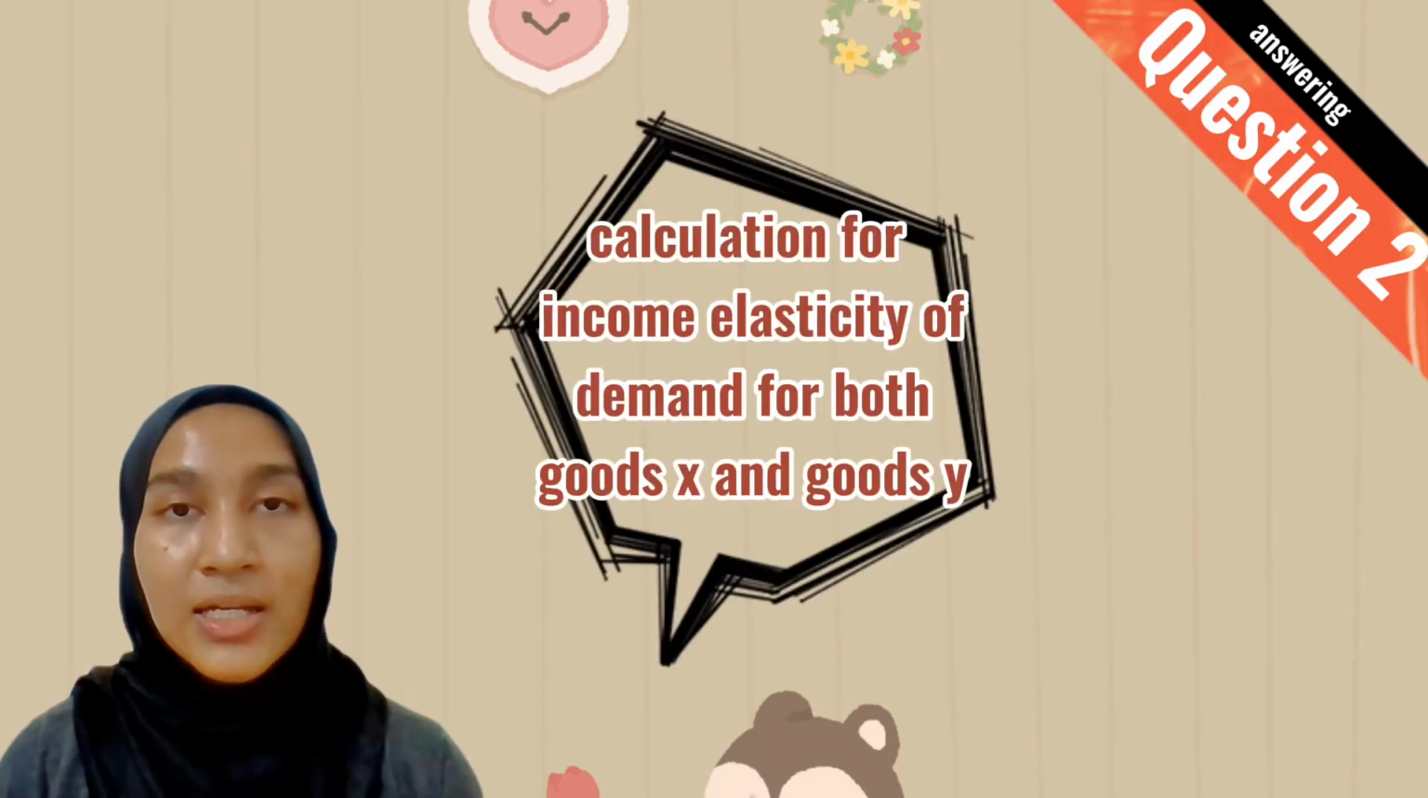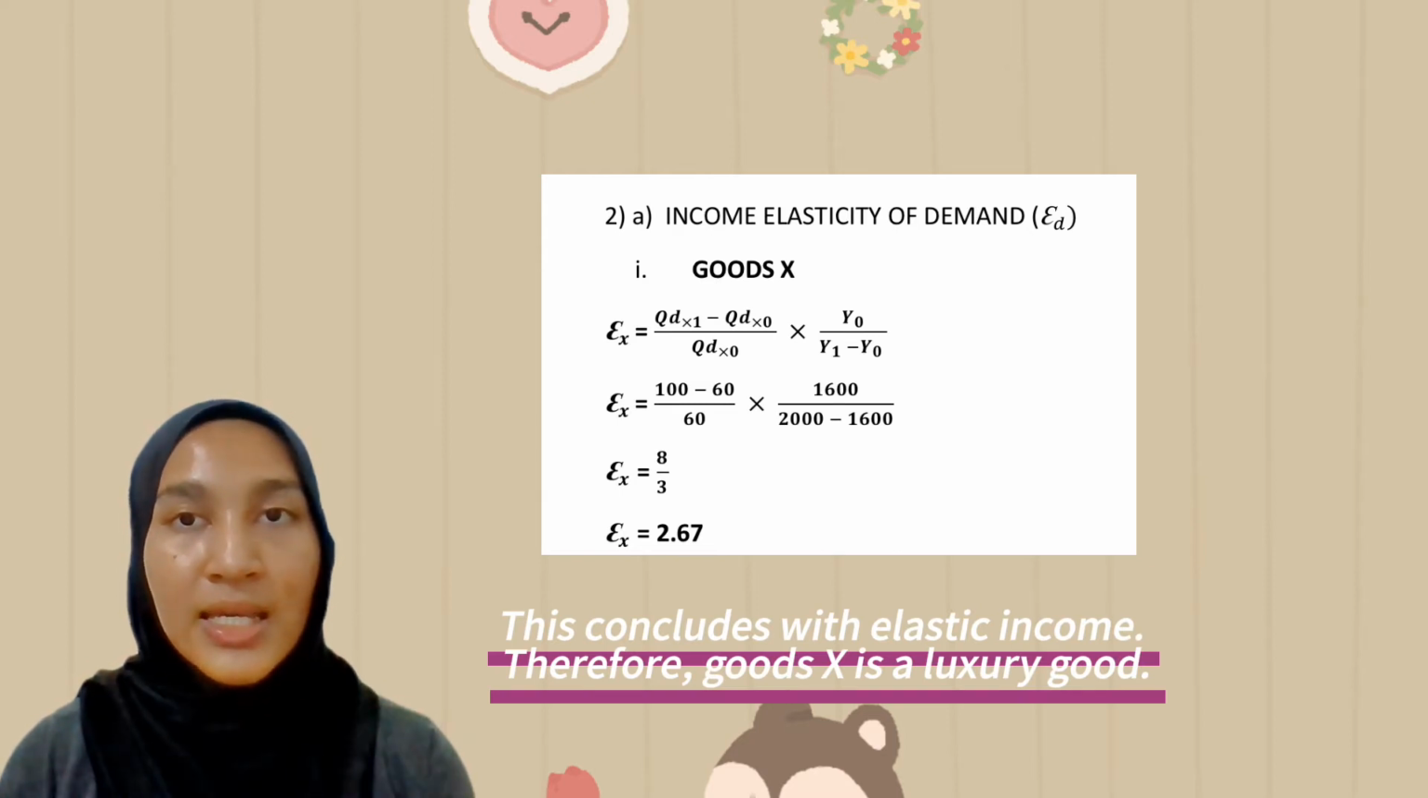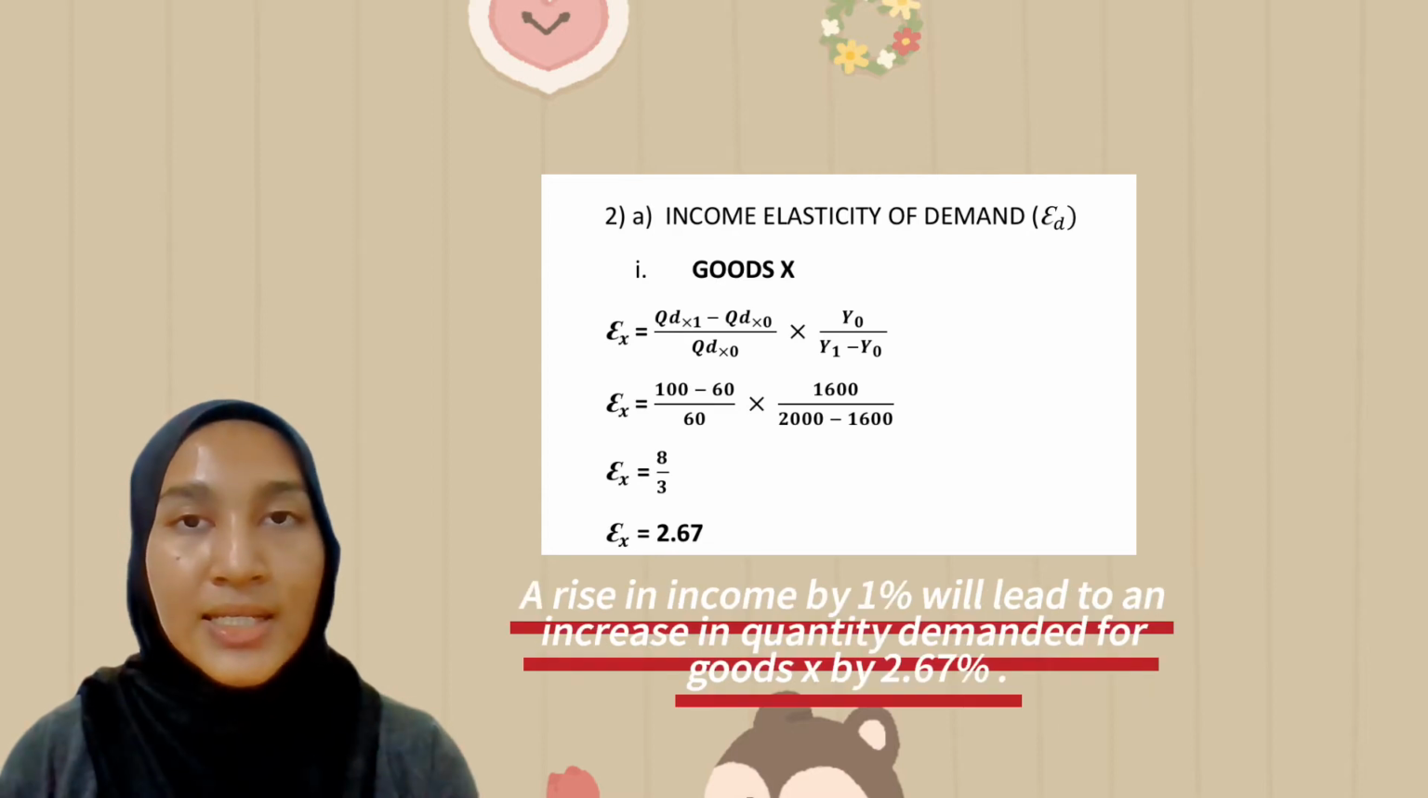Thank you, Ifa. Next, I will show the calculation for income elasticity of demand for both goods X and goods Y. As you can see, this is the formula we're going to use for this calculation. From the calculation, you can see that the income elasticity of demand for goods X is 2.67. This concludes with elastic income. Therefore, goods X is a luxury good. A rise in income by 1% will lead to an increase in quantity demanded for goods X by 2.67%.